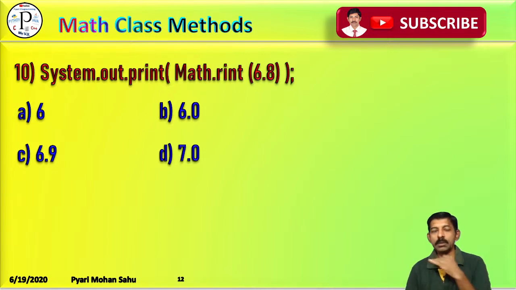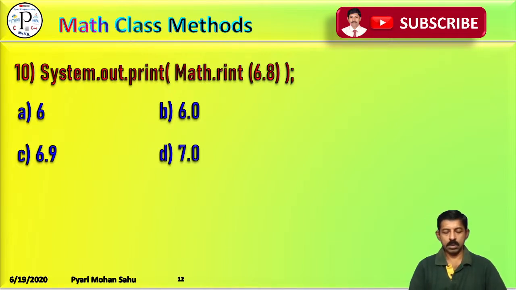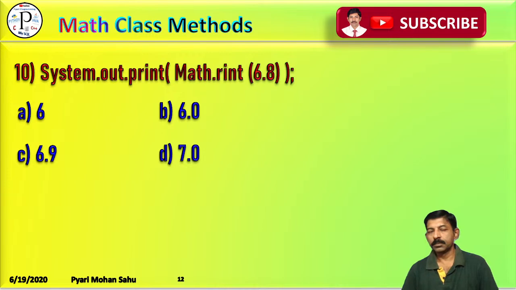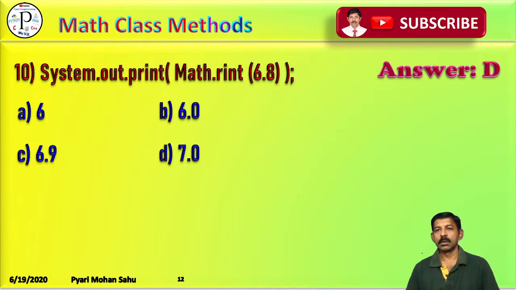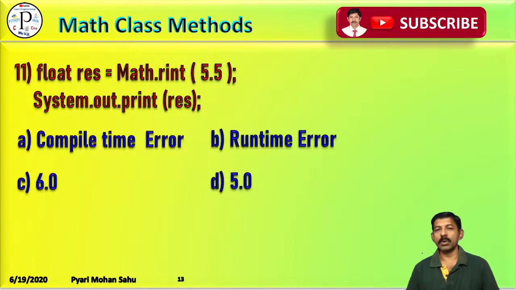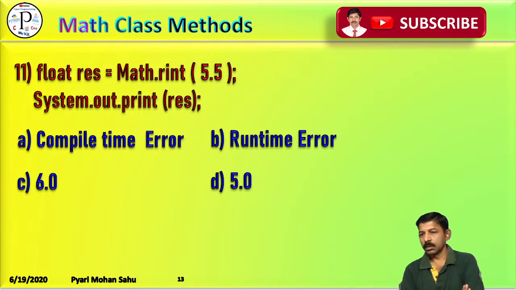Quickly 6.8. D. D is your 7. Good. Now these are all brainstorming questions. Now you got the real question. These were only brain exercise. Good. Good, Sai. D, 8 is greater than 5. Good.